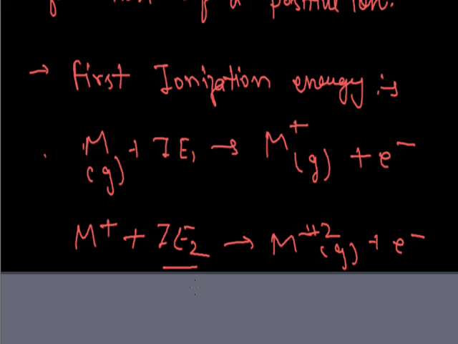The reason being that it is always difficult to remove an electron from a positively charged ion than from a neutral atom. It is always much more difficult to remove the electron from a singly positive or doubly positive charged ion than from a neutral atom. In simple words, removing an electron from a highly charged species is more difficult than removing the electron from a lower charged species or the neutral one.